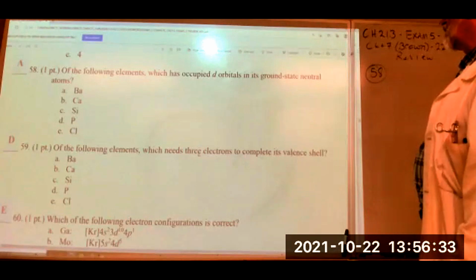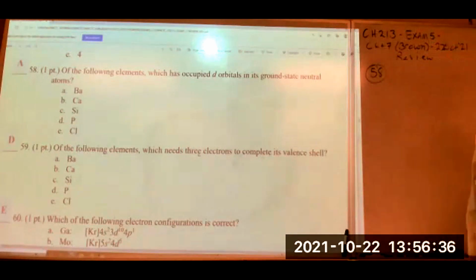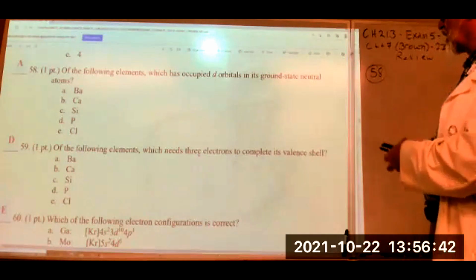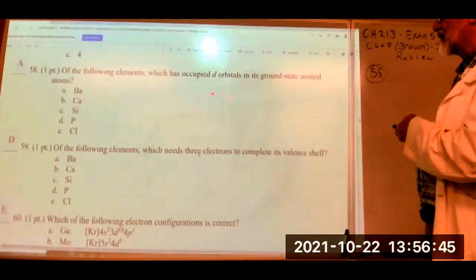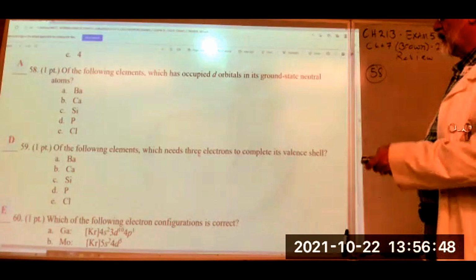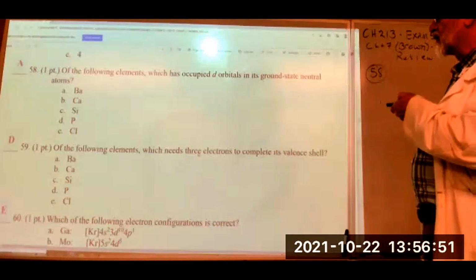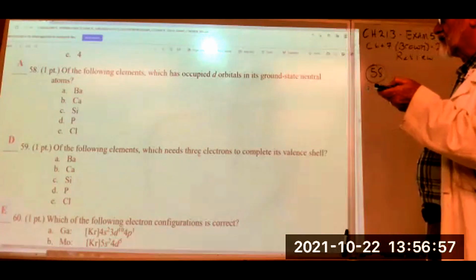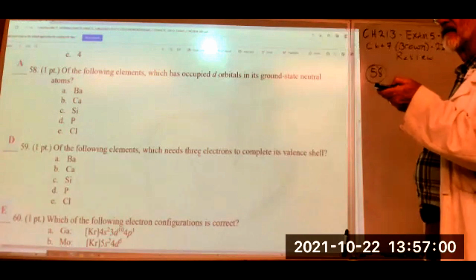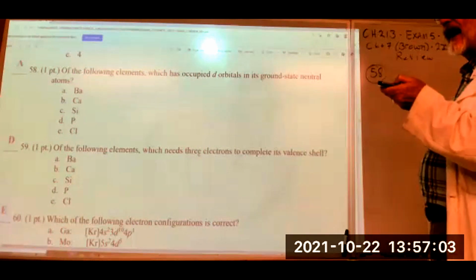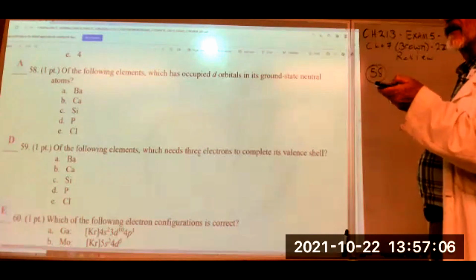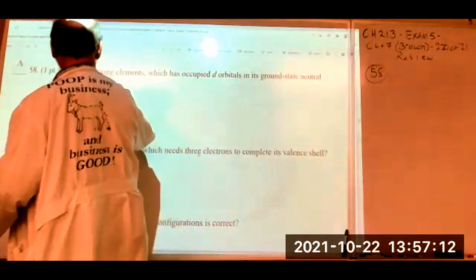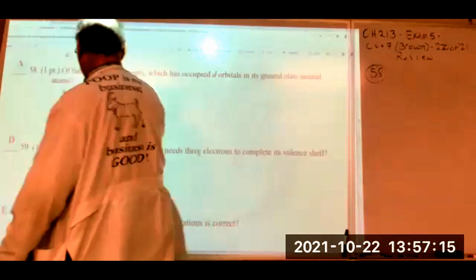Which one has occupied d? Okay. Back up. I was thinking in terms of which one is filling d orbitals. That would be transition. Which one has occupied d orbitals in its ground state? Let's look where we're coming from, right? If we move across here, barium, yeah, barium has d orbitals filling because it went through 5 and then back down to 6. So it has 4d orbitals filling, barium. Actually, it has filled 4d for barium.